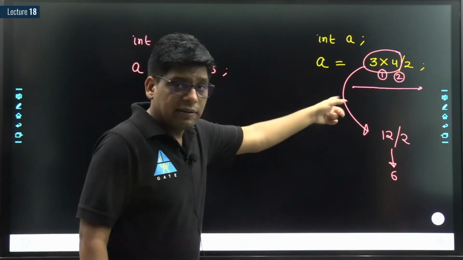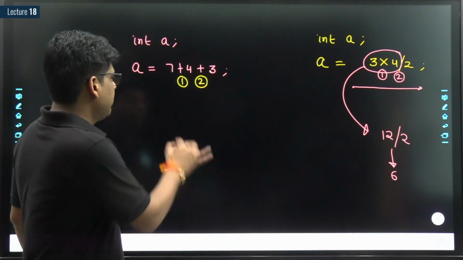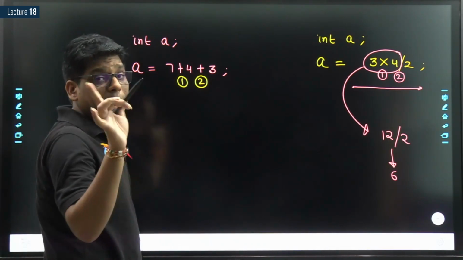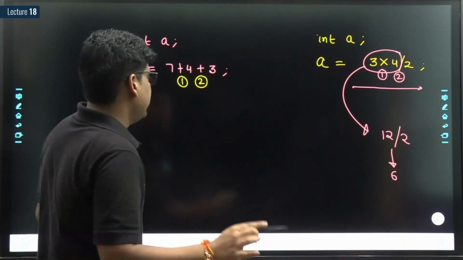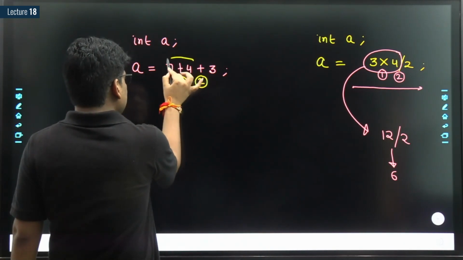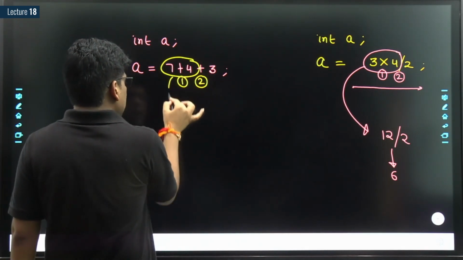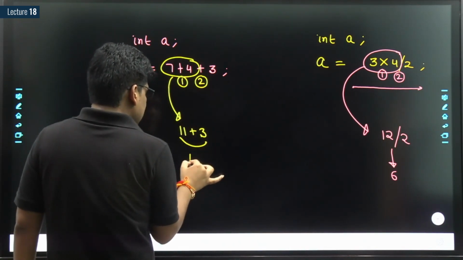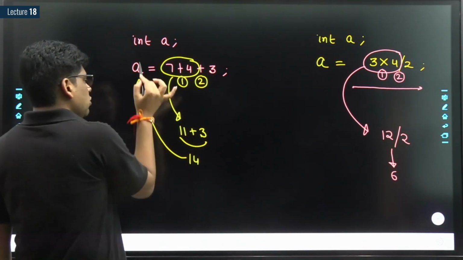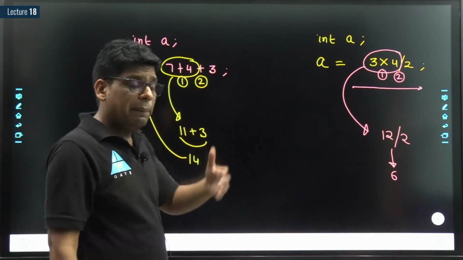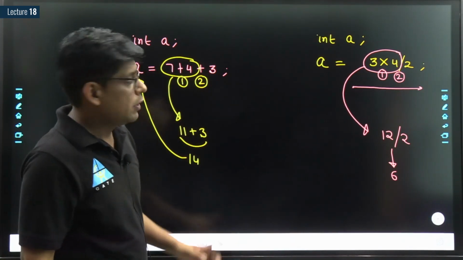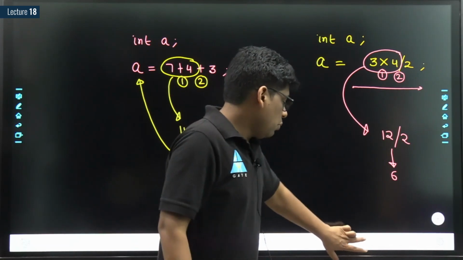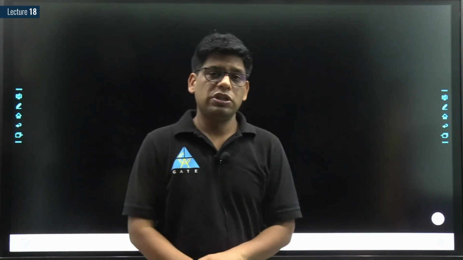Left to right. Why left to right? Because these are binary arithmetic operators. That means for a compiler, this one will be performed first, and the result is 11 plus 3. The answer is 14. Okay, 14 goes there, but you must know how compiler is working. So we get to know what is priority and what is associativity.